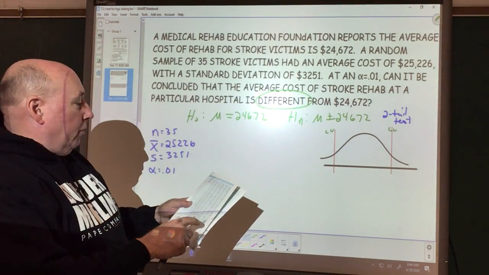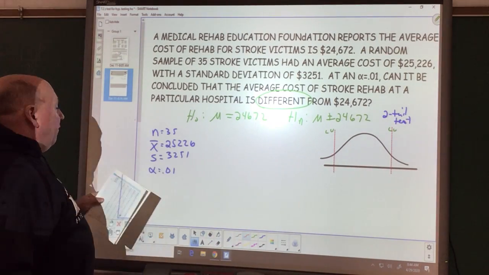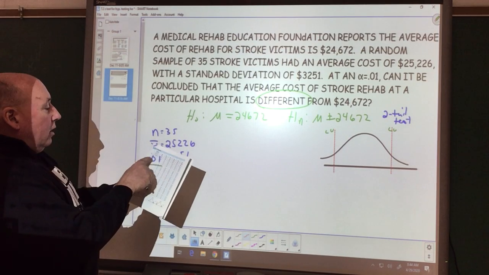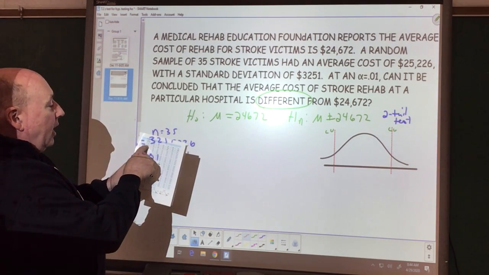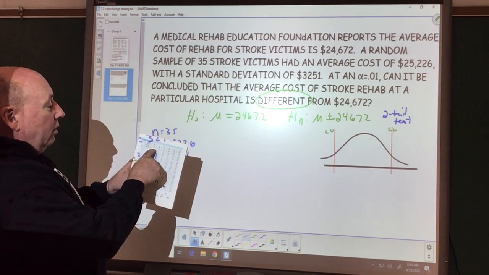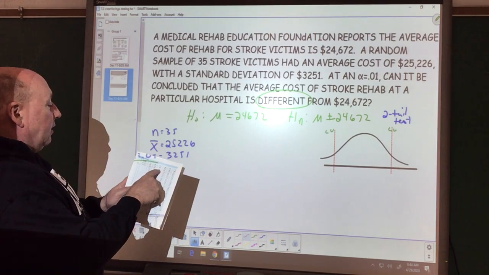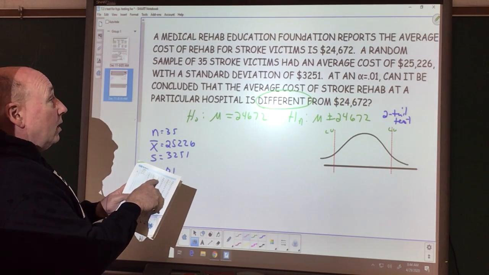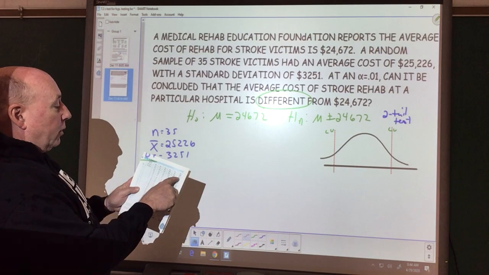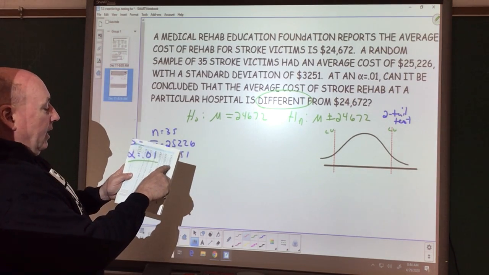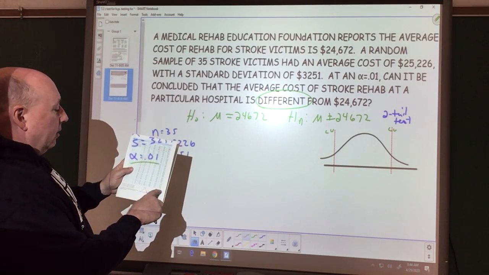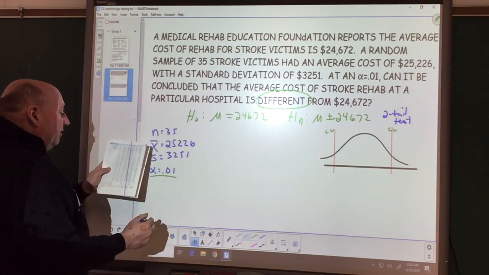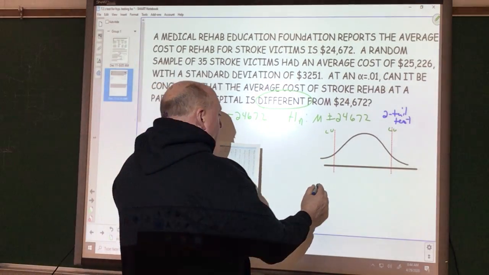Go to our t-table. We have an alpha value of 0.01, so we go along a two-tail column, or two-tail row, to an alpha value of 0.01, not 10, 0.01, which means we go to the very end and drop that all the way down. So we get 2.576.